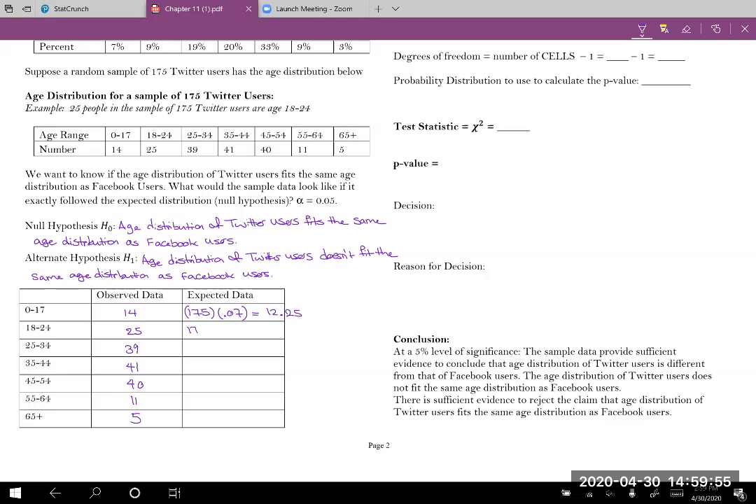From the 175, 9% should be between the ages 18 to 24, so that's about 15.75 people. From the 175, 19%, so you find 19% of 175, which is 33.25. From the 175, 20% should be between the ages 35 and 44, so that's about 35 people.